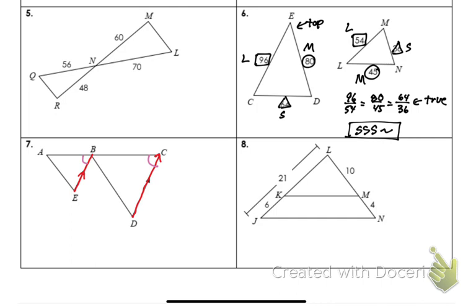Anything else? Yeah. 8. The big thing we need to realize about 8 is we have a small triangle right here. And we also have this large triangle here.